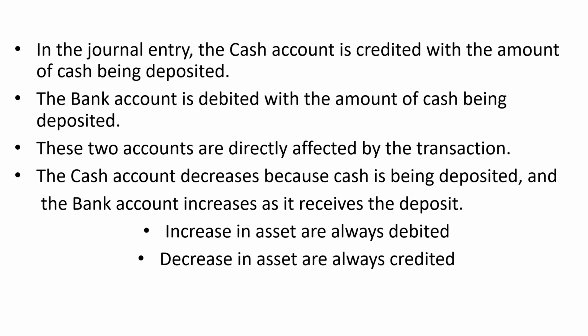And not only that, since the bank account is an asset account, and the same cash is going to the respective bank account, that shows an increase in the asset also. So whenever you find an increase in the asset, that should be debited. So the cash account decreases because the cash is taken by the business and deposited, and the cash balance gets reduced. So it is being credited. And the bank account of the business increases as the bank receives it as the deposit.